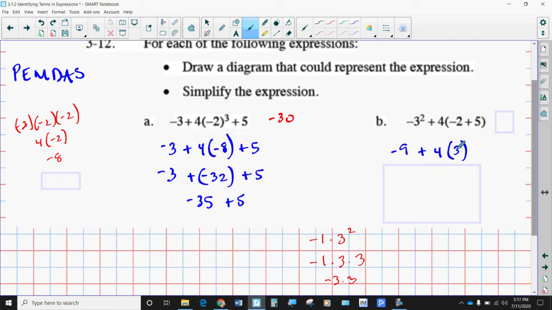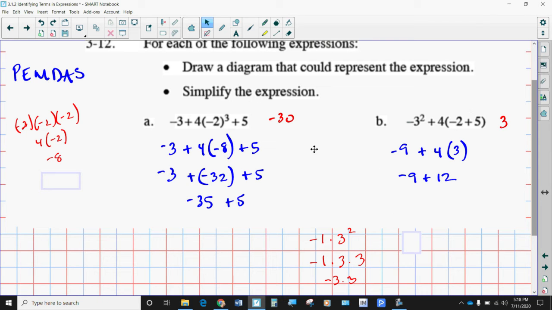So now when we add -9 to 4 times 3, we get -9 plus 12, which gives us a final answer of +3. So I'm anticipating quite a number of people made mistakes on these. Go ahead and fix your mistakes. These are the correct answers.